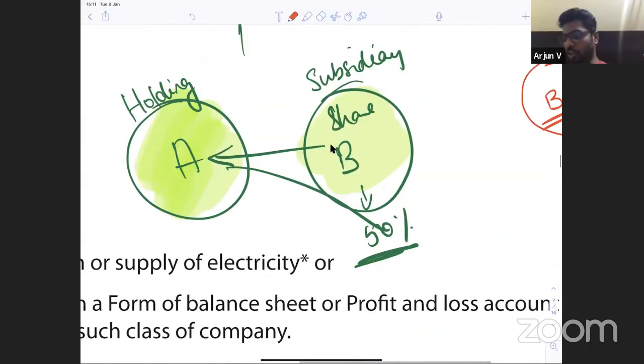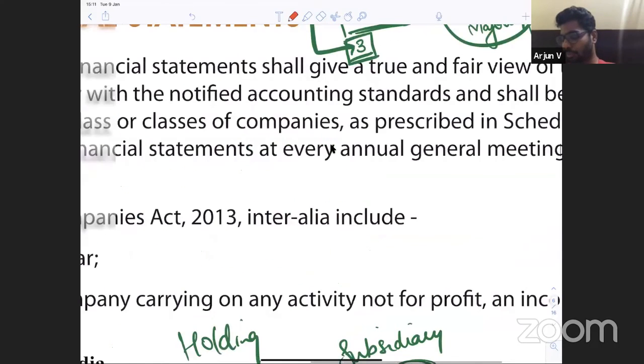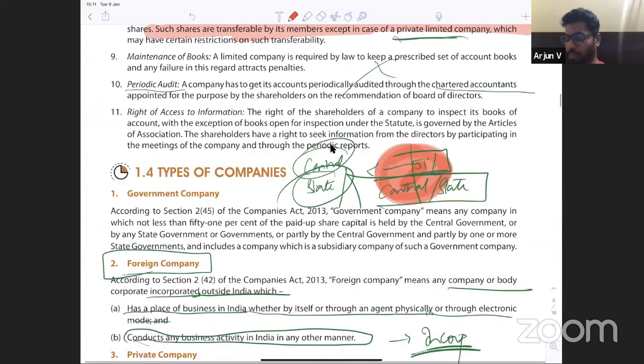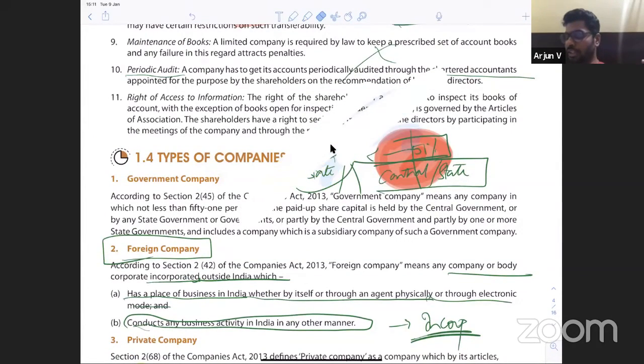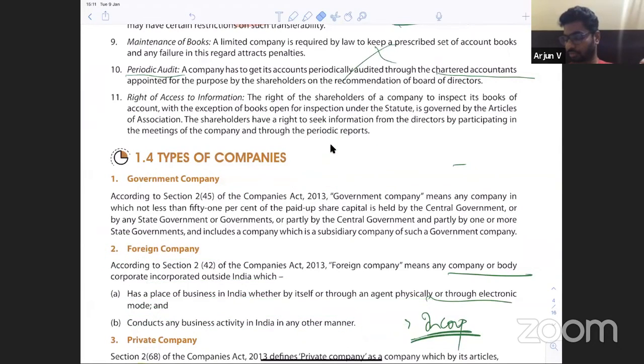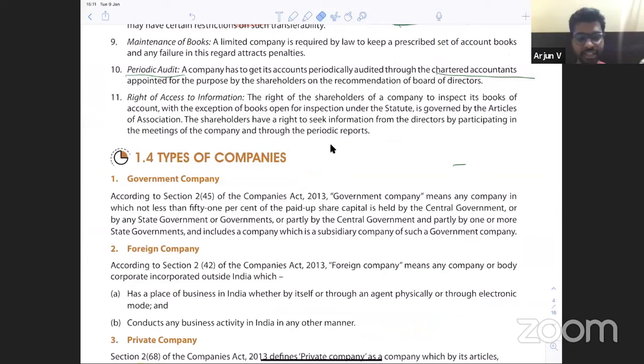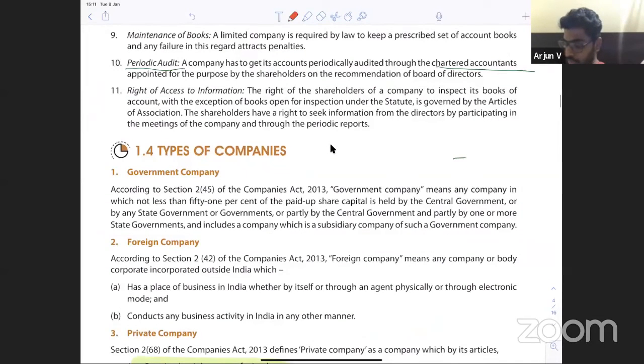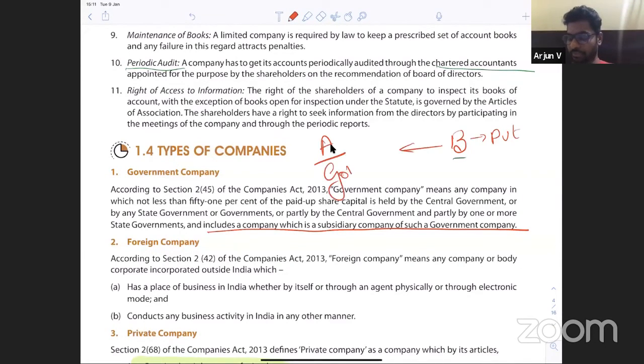Now, guys, I want you to come to this definition. Now, see here, what does this definition say? The definition says, if, let's say, there is a company B, which is a private company, which has been held by A, which is a government company, and A is a holding company and B is a subsidiary company. Guys, did you understand the scenario?